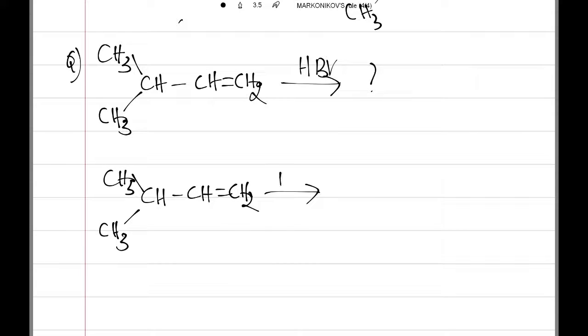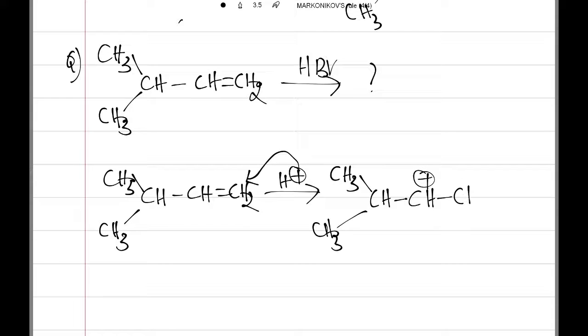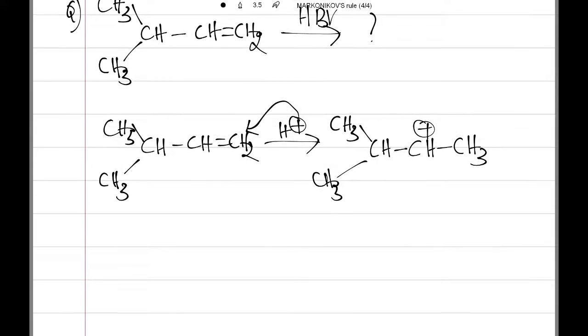When I react this with H plus, where will H plus attack? It is always attached to the side with more number of hydrogens. So this has more number of hydrogens, and we first get the intermediate CH, here CH3, and here CH plus CH3. After that, if you observe, this intermediate is a secondary carbocation, and there is a possibility for rearrangement also. After rearrangement, if we get a more stable intermediate, we should go through the rearrangement.